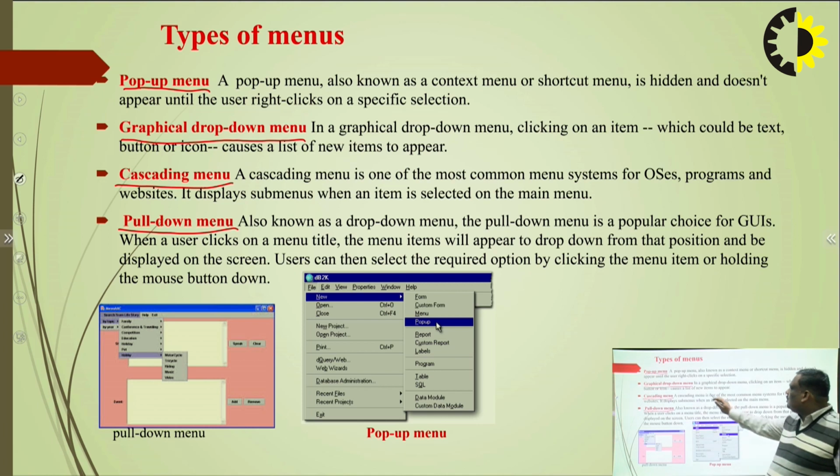Graphical drop-down menus. In graphical drop-down menus, clicking on an item, which could be text, a button or an icon, appears in our window, and we click on this item and some action will be performed. So a graphical drop-down menu means an image is present where we click on this image. Cascading menus are one of the most common menus of the OSs.